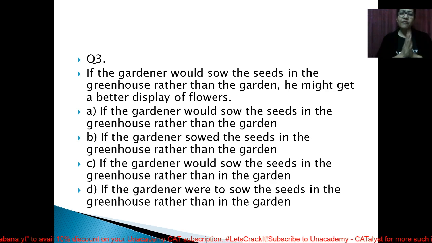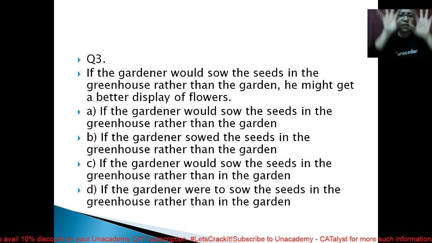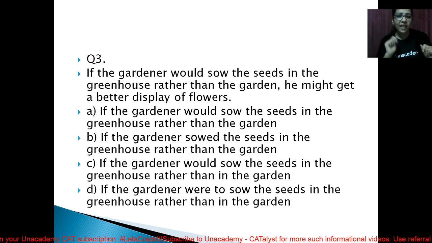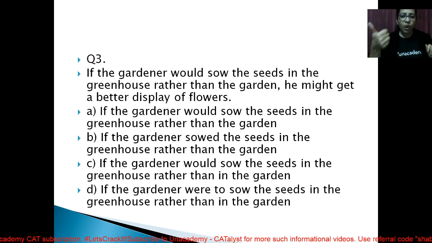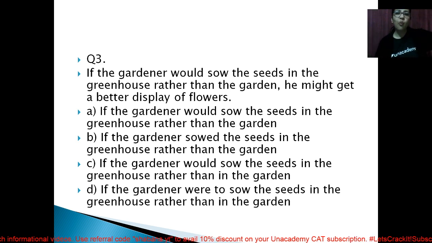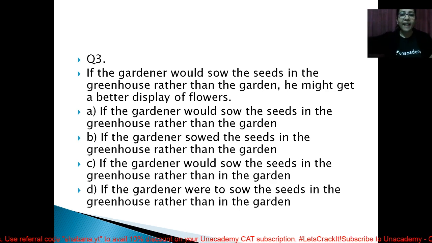Number three, agar is tarah ka format hai, toh kya karna hai? Simple si baat bataun. Just look for the difference in all of them and you'll get your answer. Ab jab isme maine differences dekhe, toh isme kya dikh raha hai mujhe? If the gardener would sow, sowed the seeds, would sow, were to sow. Dusre side mein, he might get a better display of flowers. Might. Now the simple rule of grammar says that if you are going to use might in the second half, in the other part, you cannot use would in the first part.